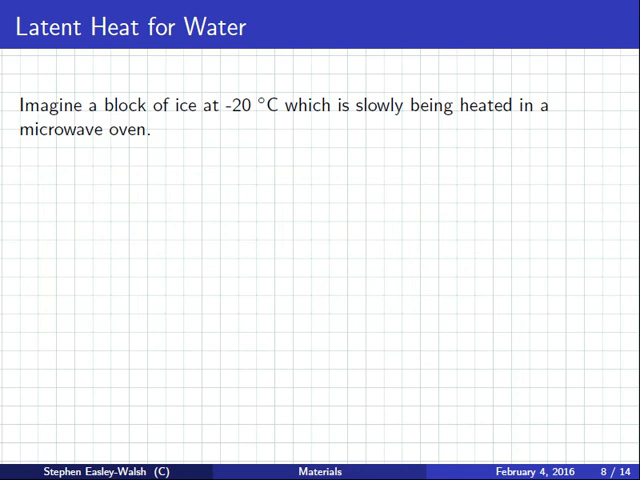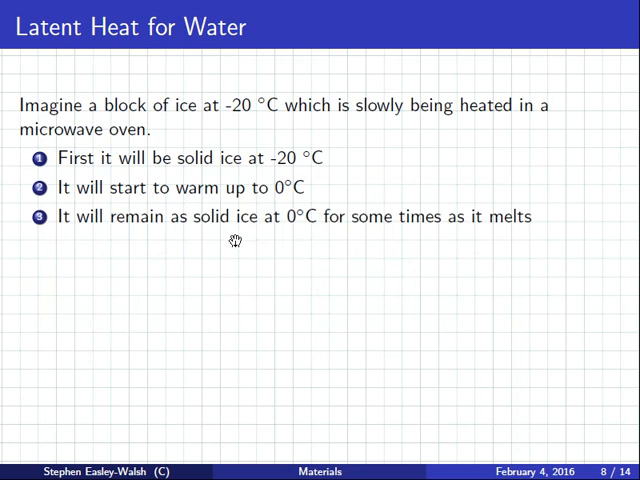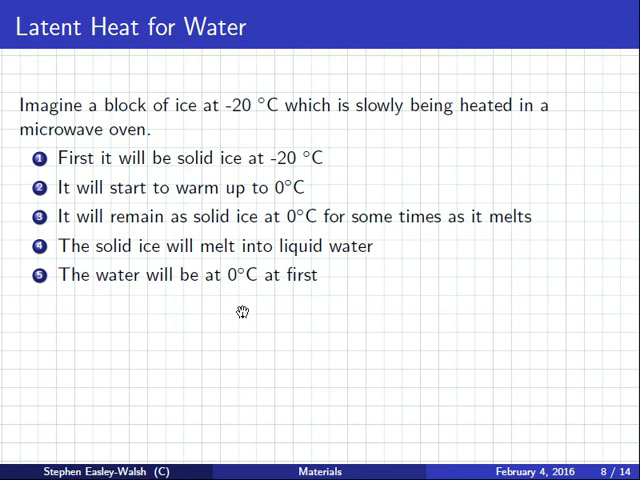Imagine a block of ice at minus 20, which is slowly being heated in a microwave oven. It starts at minus 20, then it'll increase its temperature to 0. But then its temperature doesn't increase. It will remain solid at 0 for some time as it melts. The solid ice will melt into liquid water. The water will be at 0. Then the water will start to warm up until it reaches 100.